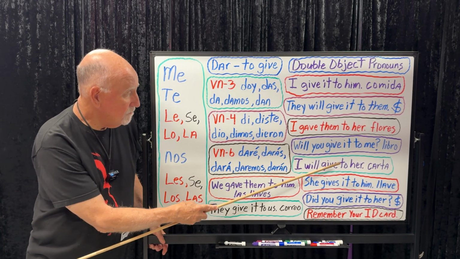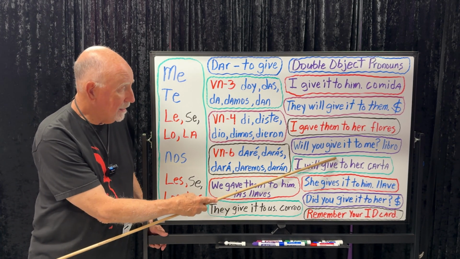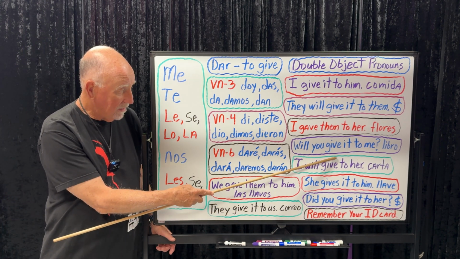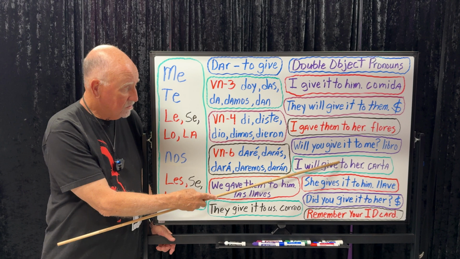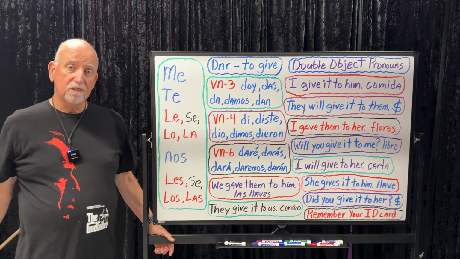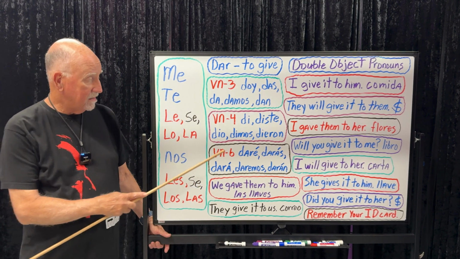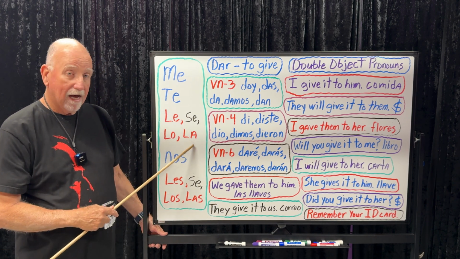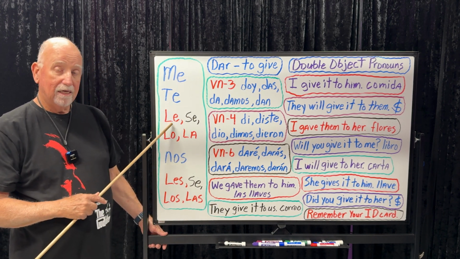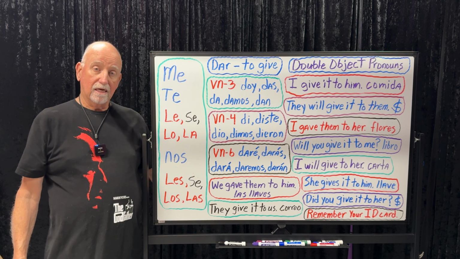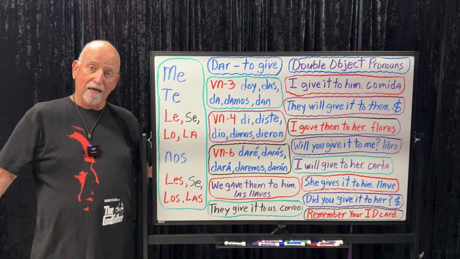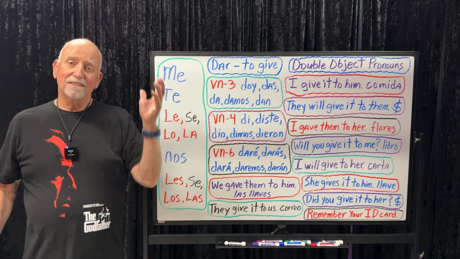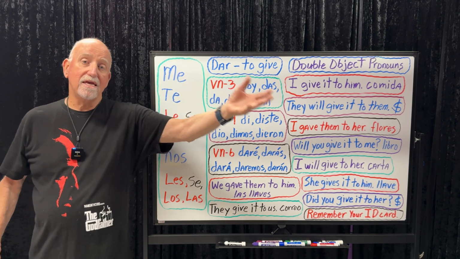I will give it to her. Sorry, the word it is not there. Pretend you see the word it here. I will give it to her. You're talking about la carta, which is a letter. So I will give is daré. It for la carta would be la, and to her again is le. So what do you have? Le la daré. Can you say that? No. Se la daré. Se la daré a ella.